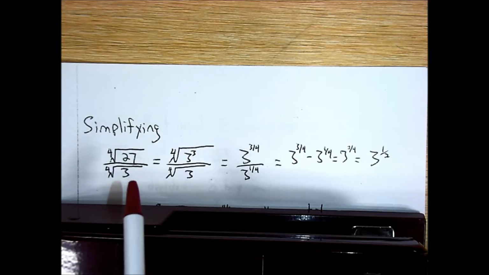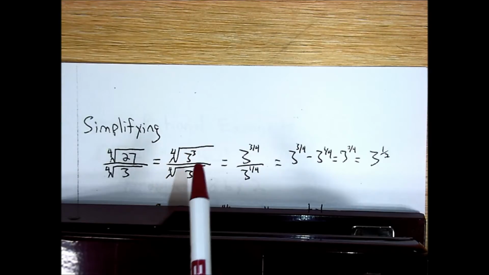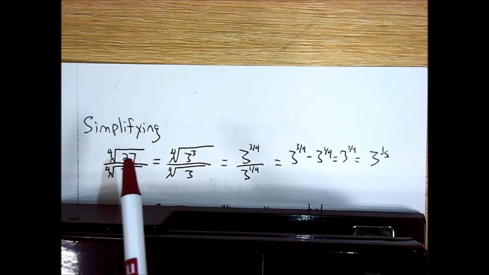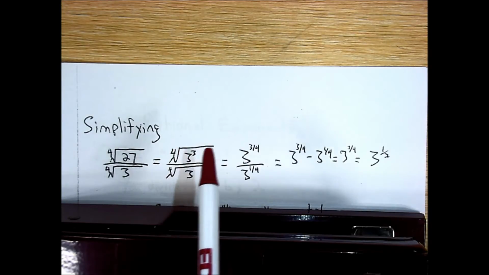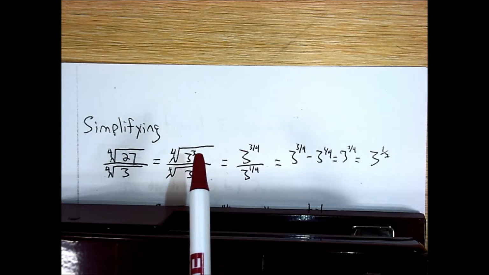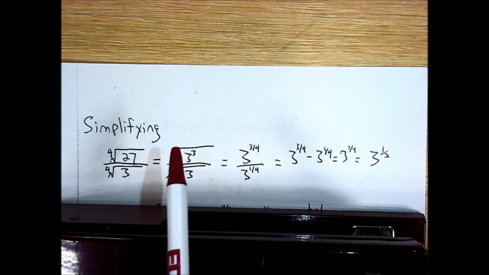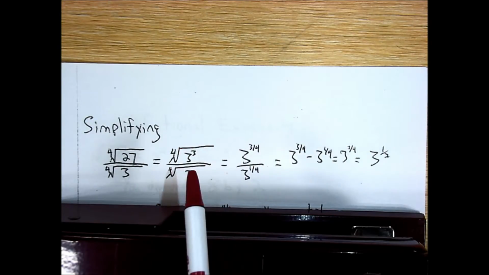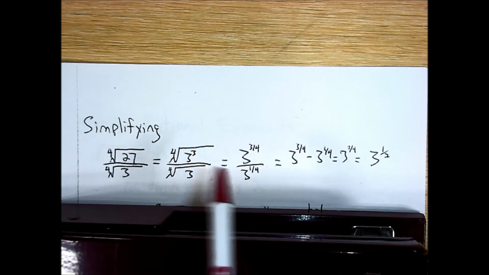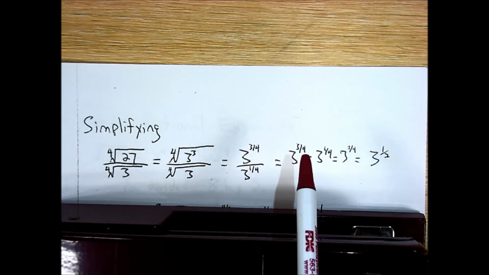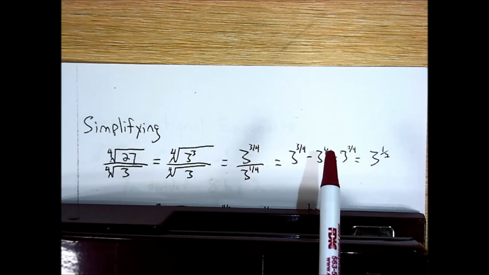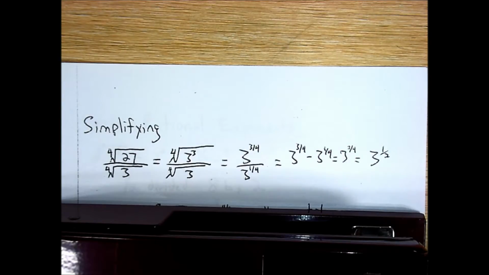So 3 is the small number, so hint, hint, I should be able to write this 27 as a 3. And I can, it's 3 to the 3rd. 3 to the 3rd is going to be 27. Okay, so now I'm going to rewrite this in rational exponent form. So my power is 3, my root is 4, 3 to the 3/4 over 3 to the 1/4. Okay, think back to your exponent properties. When you're dividing, we get to subtract exponents. And 3/4 minus 1/4 is 2/4, which is a half. 3 to the 1/2.